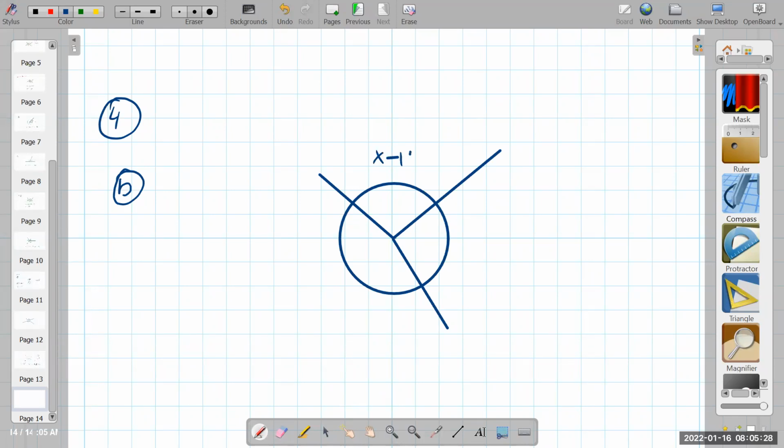X minus 10 degrees. This is X and this is X plus 40 degrees. So we need to find the value of X. What should we do? We can add all, and that should be equal to 360 because it is one full angle.